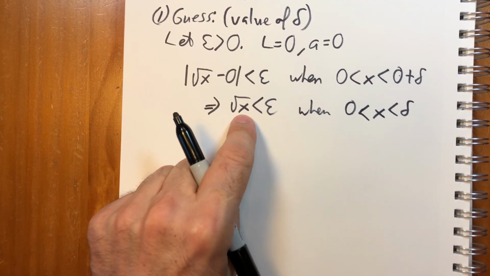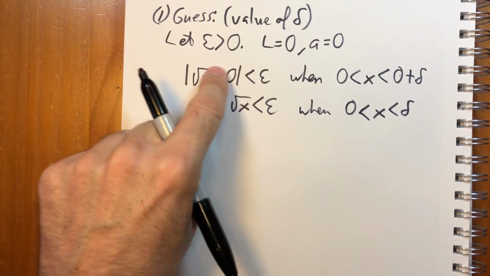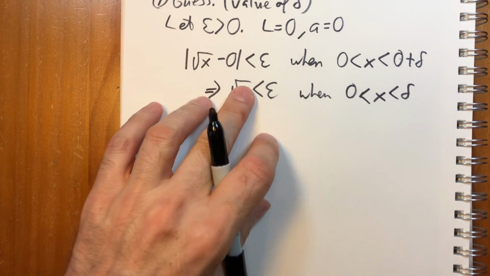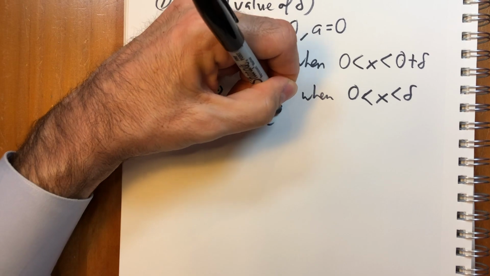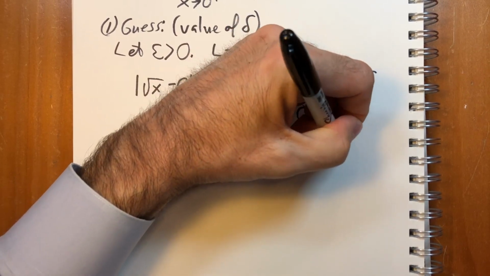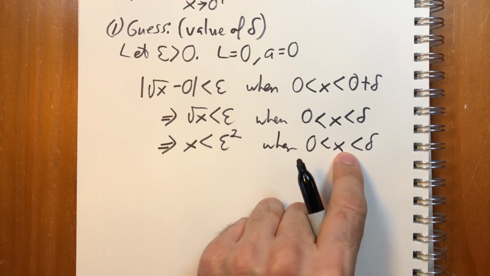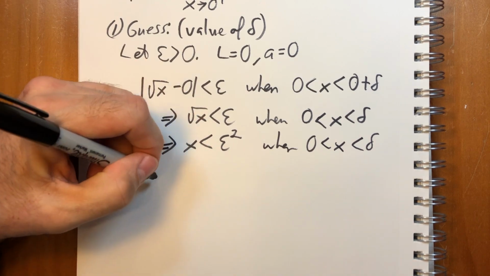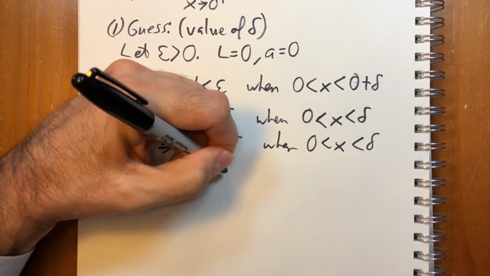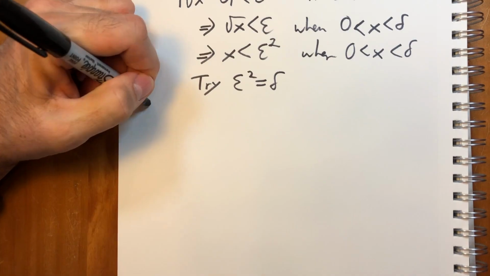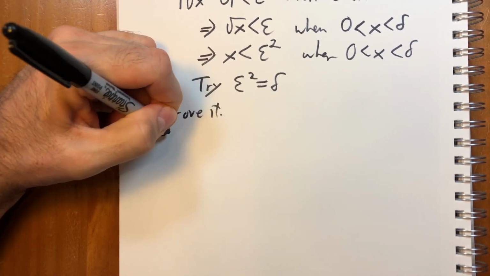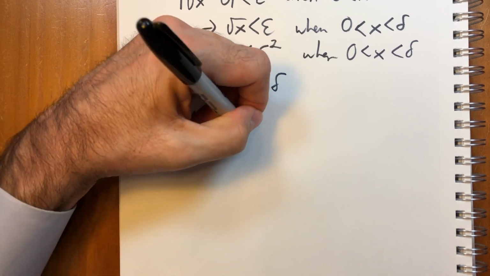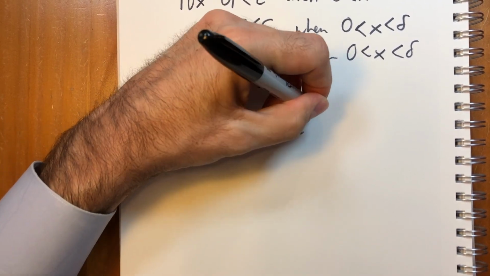We can do this because the square root is always positive, so we don't need the absolute value. Squaring both sides, we get that x is less than epsilon squared. Now we have x on both sides, so this suggests that delta equals epsilon squared. Now, to prove it: given epsilon greater than 0, let delta equal epsilon squared.